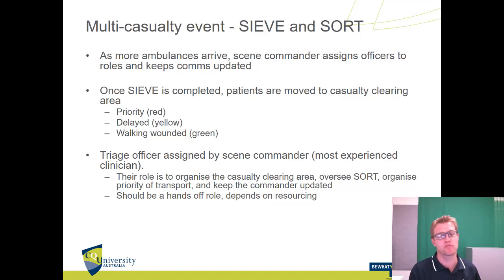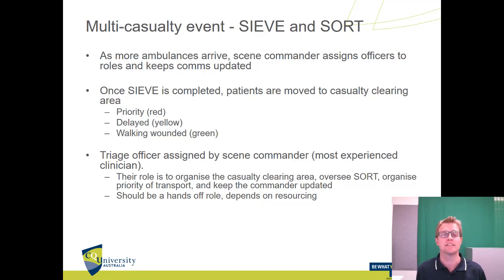So all the reds, or the most critical patients, go together, yellows go together, greens go together. And at this point, the scene commander, hopefully you'll have enough people there, other ambulances will have arrived, needs to assign a triage officer. And the triage officer is going to be responsible for that casualty clearing area. So they'll oversee, so the sieve will be done, they'll oversee the sort, which I'm going to explain, organise who's going to go, get all the reds out of there, then get all the yellows out, and then finally organise for the greens to go.